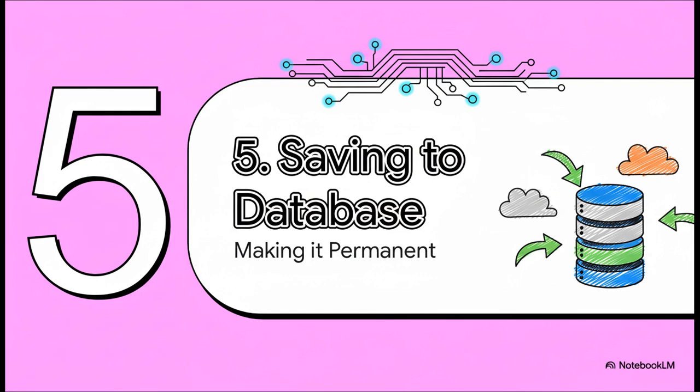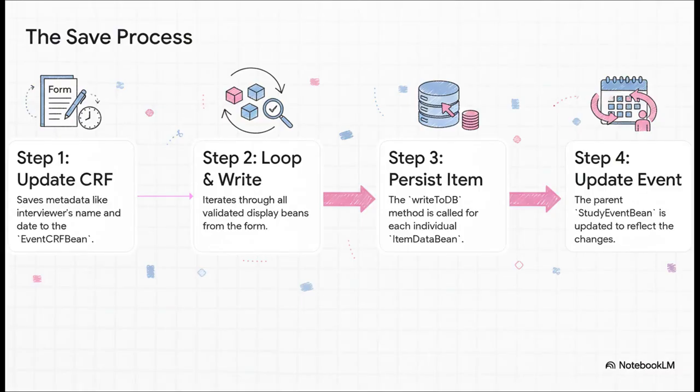Okay, but let's be optimistic. Let's say our data was perfect. It passed all the checks. What happens next? Well, now the servlet's job is to make it permanent, and that means it's time for section 5, saving that data to the database. Now, this isn't just one simple save command. It's a really careful, multi-stage transaction.